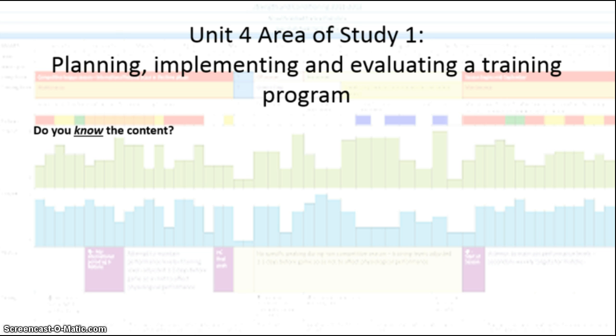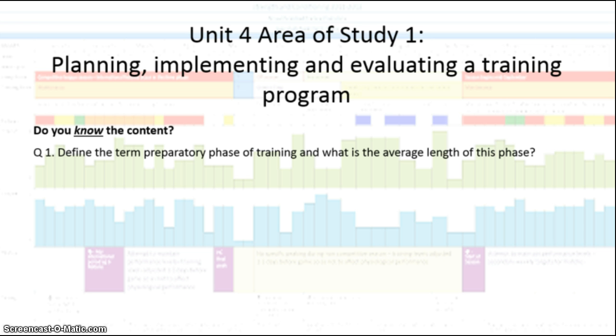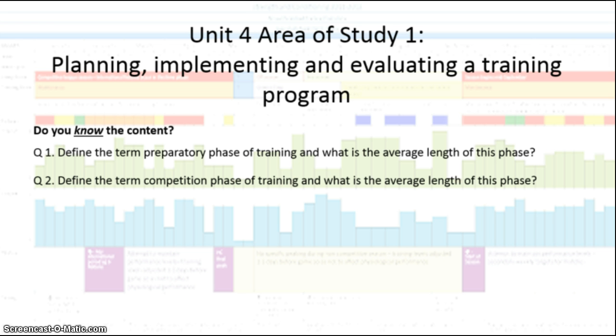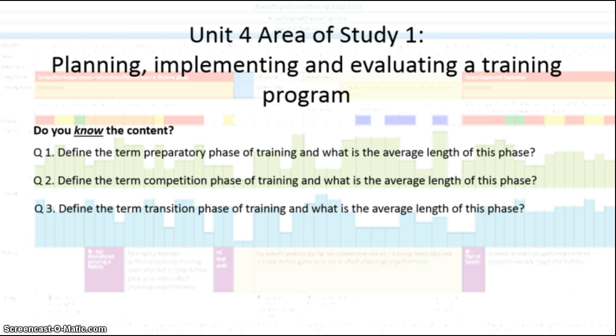Question number 1, define the term preparatory phase of training and what is the average length of this phase? Question 2, define the term competitive phase of training and what is the average length of this phase? Question 3, define the term transition phase of training and what is the average length of this phase?